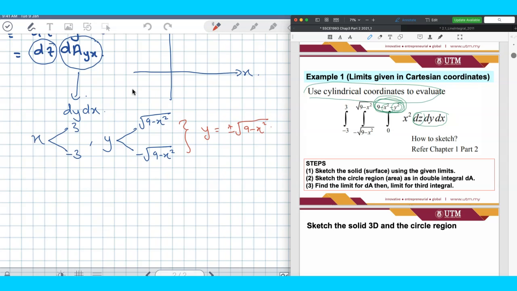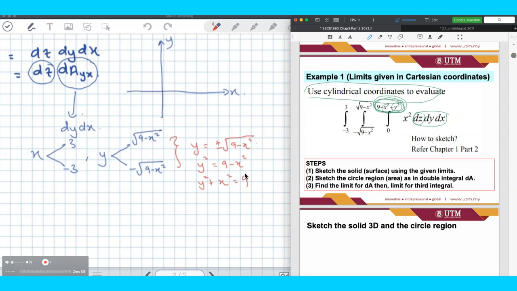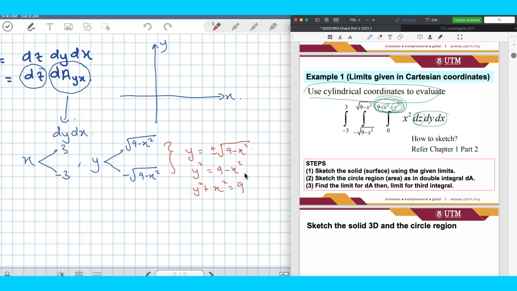So for this, when you square both sides, you have y squared equal to 9 minus x squared, where then you have y squared plus x squared equal to 9. So we know that the y here is based on a circle centered at the origin with radius 3. So now when you sketch on the y-x plane, you have a circle with radius 3 centered at the origin.